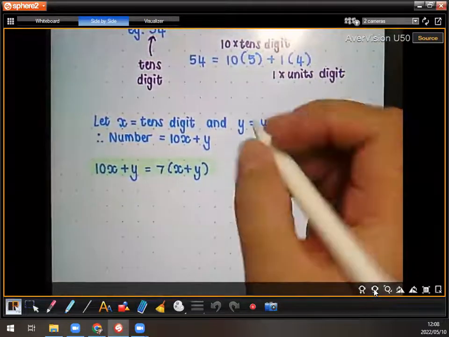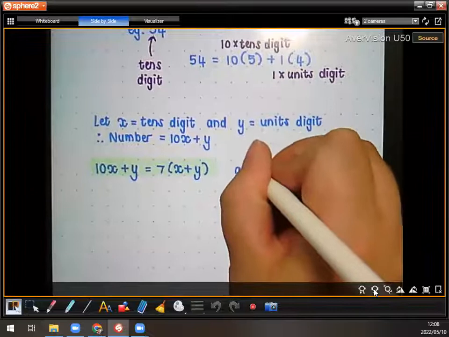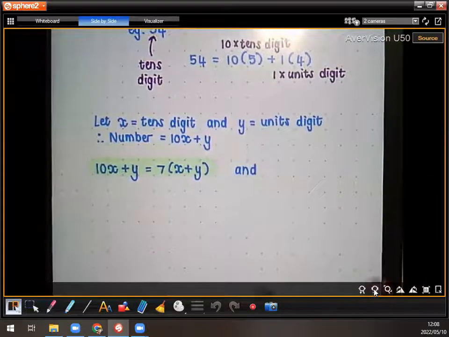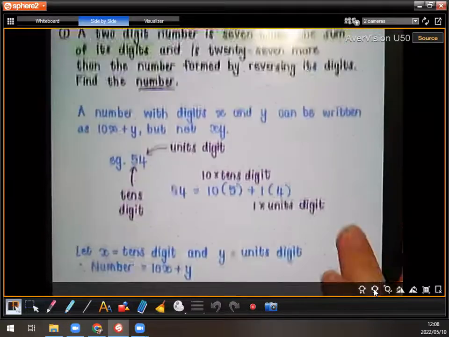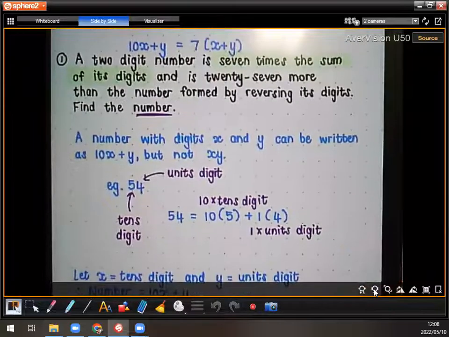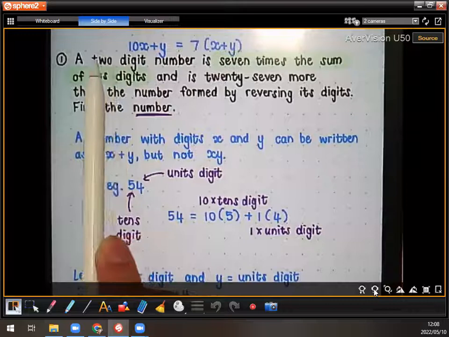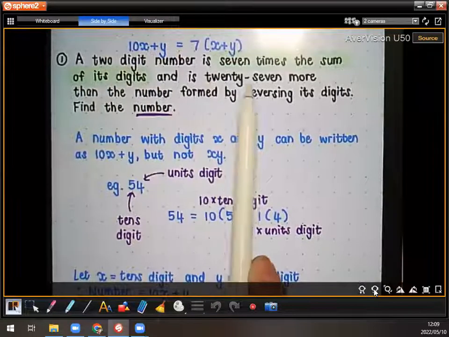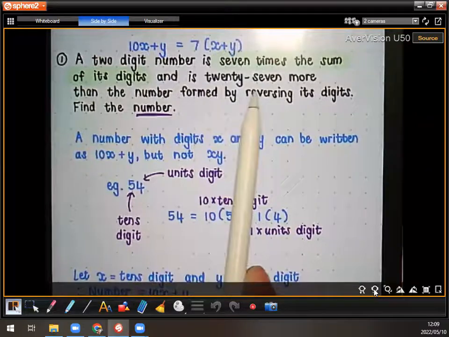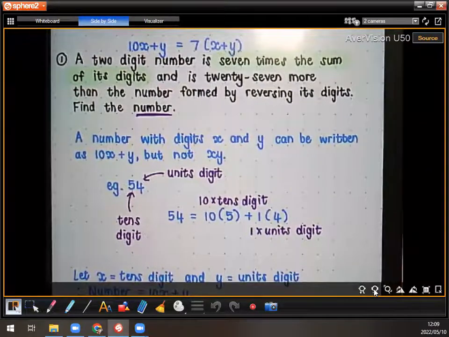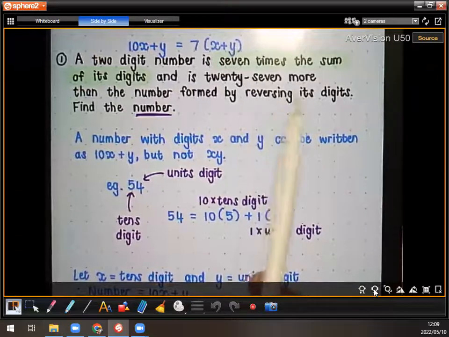For the second equation, you can write them underneath each other if you want to, but I like writing them next to each other. Let's look at the second piece of information. They're also saying that this 2-digit number is 27 more than the number formed by reversing its digits. Well, that's a handful. Let's quickly talk about this reversing its digits thing.